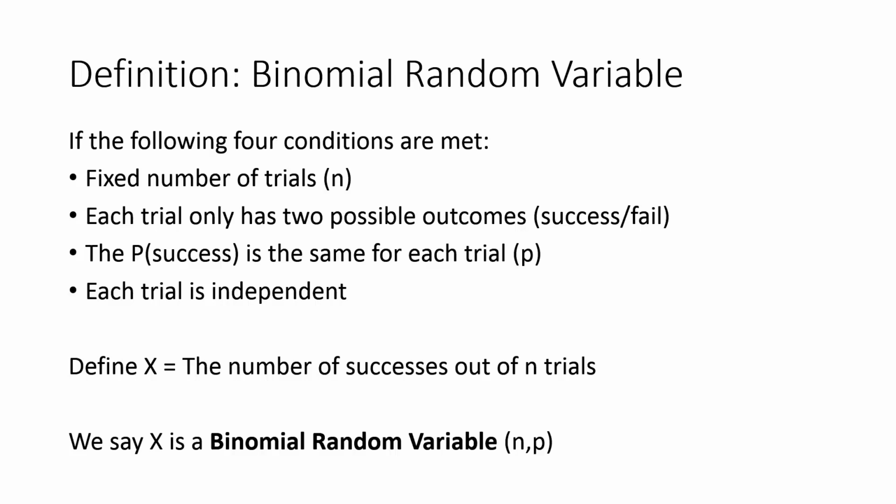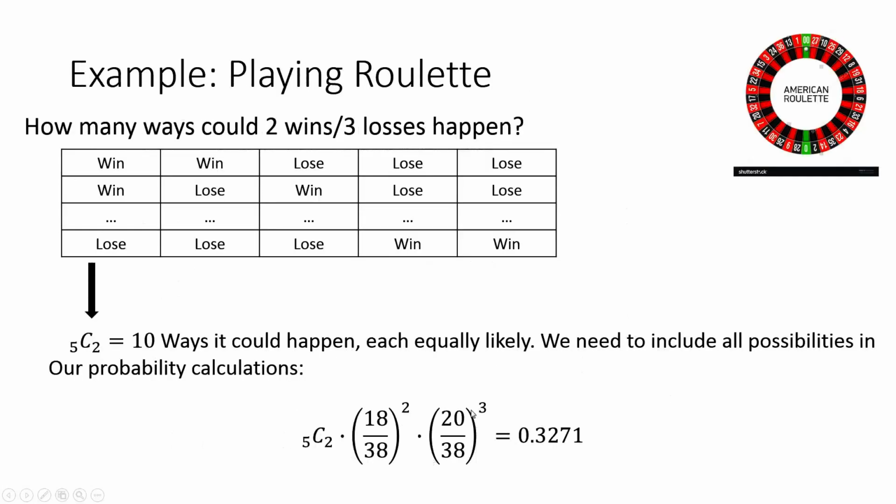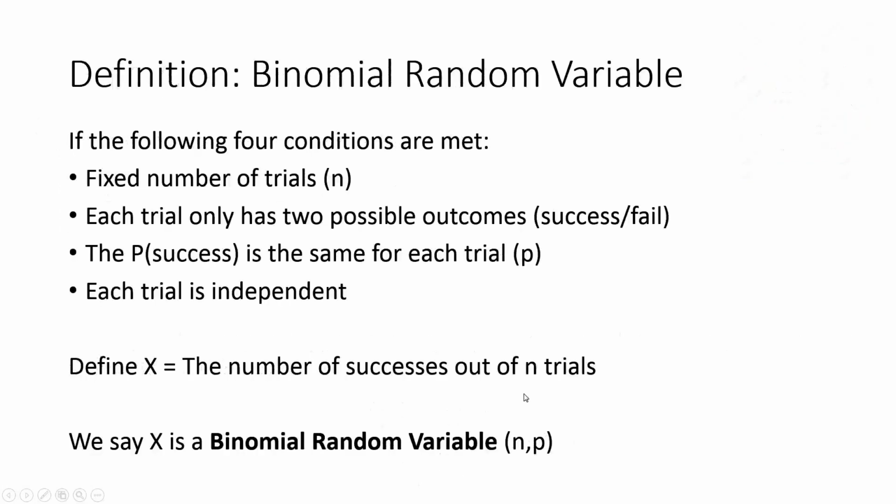And then if you measure the variable x to be the number of successes out of n trials, or the number of wins, then that x is a binomial random variable, and we say that there's n trials, probability of success p. Okay, and we saw this example here. We kind of came up with this formula where it was a combination times a probability to a power times a probability to a power, and actually that pattern holds for all binomial random variables.